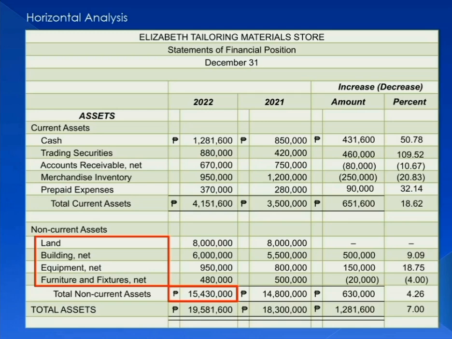Please be well aware of that, because I've seen articles from the internet confusing property, plant, and equipment with non-current assets. As you can see here, however, Elizabeth Tailoring Materials Store does not have other non-current assets aside from these fixed assets or property, plant, and equipment or plant assets. Therefore, this total non-current assets of 15,430,000 is also the total net amount of the plant assets.